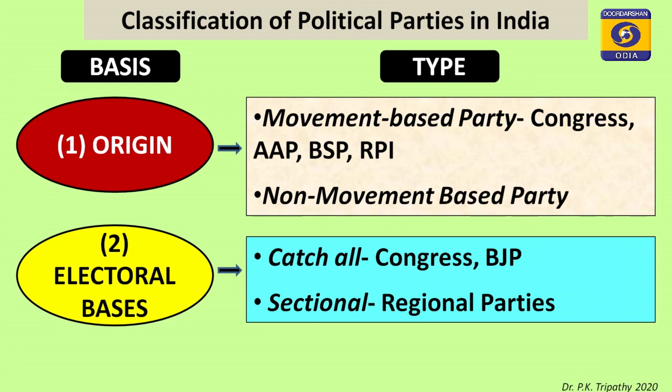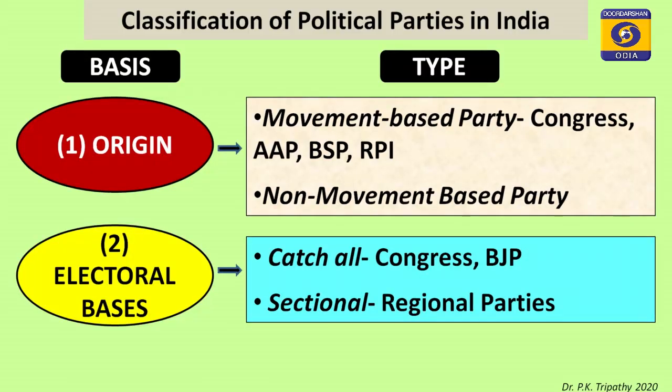Similarly, the Bahujan Samaj Party was formed by Kanshiram, and the Republican Party of India was formed by Dr. Ambedkar. These are also movement led parties, and the rest of the parties can be categorized as non-movement based parties. They have nothing to do with any movement. So this is the first criterion. Let us come to the second criterion.